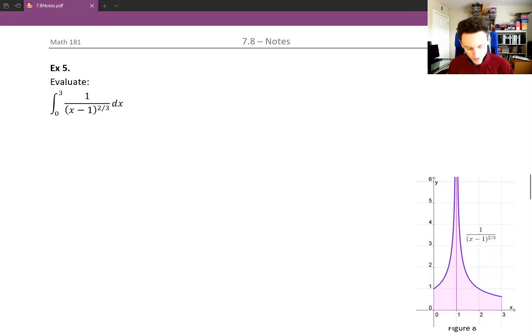When x equals 1, the bottom of that fraction is 0 and 1 over 0 is undefined. So therefore the function is discontinuous there. And 1 happens to fall inside of the interval from 0 to 3. That's what we're trying to find the area under this curve over.